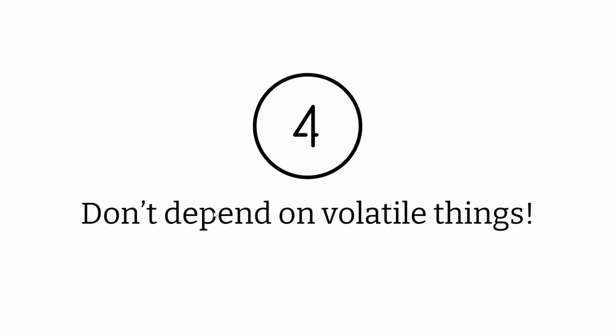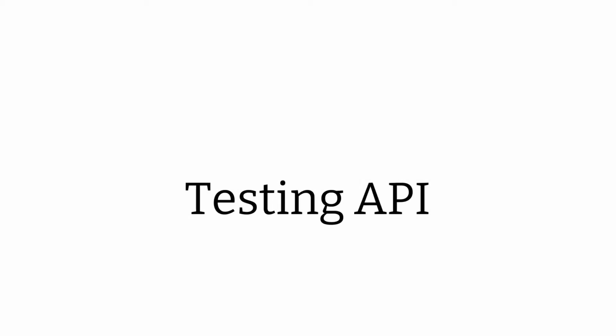Tip number 4. Don't depend on volatile things. This seems pretty obvious, and actually you could see it as the most important rule. Tests that operate through volatile things, like the user interface for example, tend to be fragile. Of course, we know now how to loosely couple different layers of an application and test the business logic without its dependencies. But there's one approach which I would like to talk about: using a testing API.